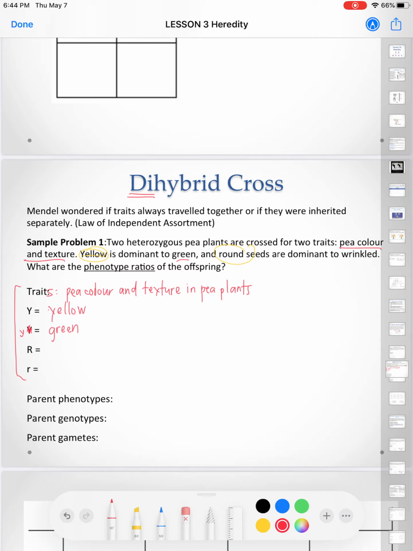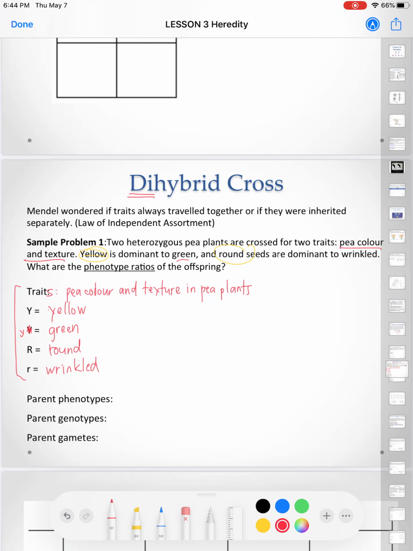Next, we're going to have two alleles for texture of pea seeds, round and wrinkled. So round is dominant, so let's put that in for the capital letter, and wrinkled is recessive. Okay, so now we have assigned our traits.